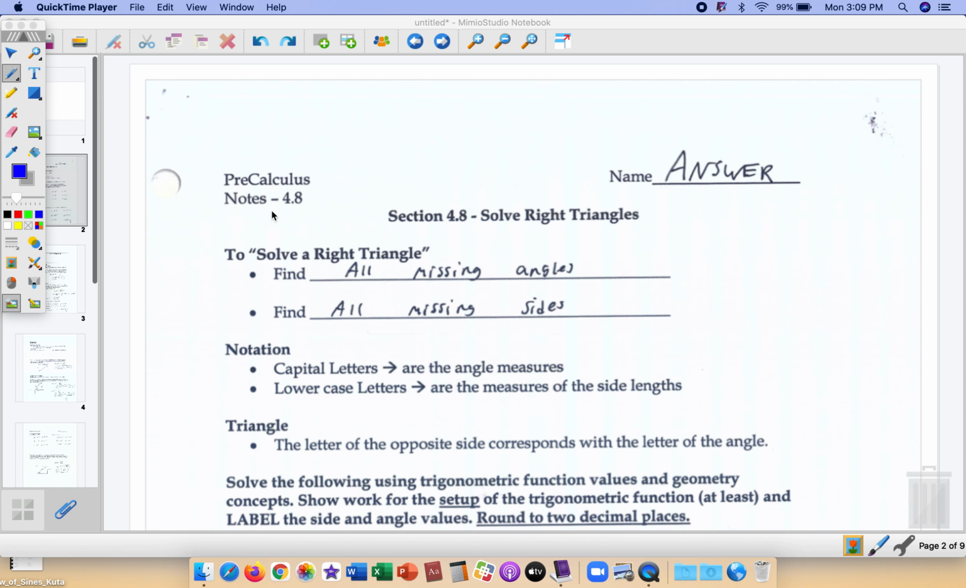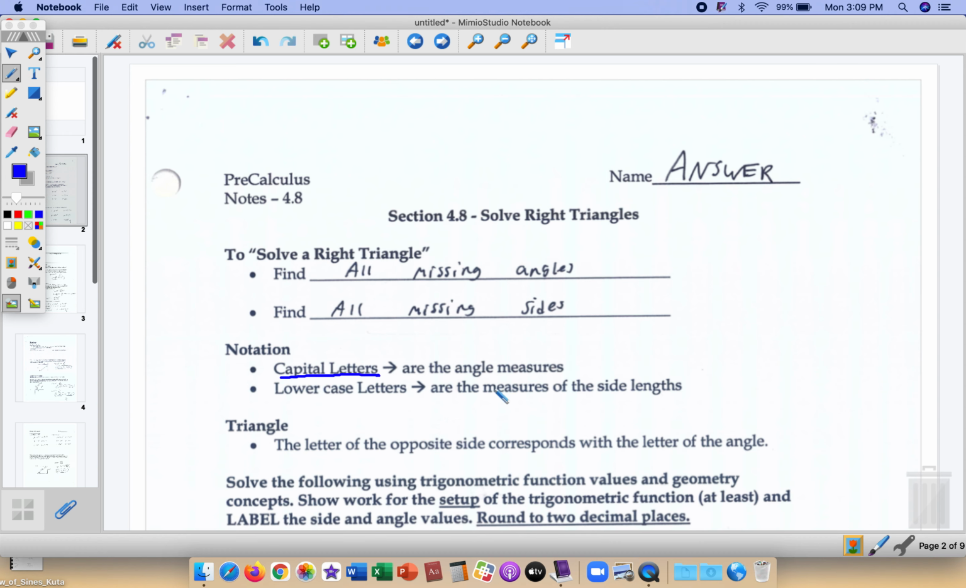Work on pages 1 and 2, 4.8, solving right triangles. So we're going to try to find all the missing angles and all the missing sides. Make sure you note that when we see the capital letters, we're referring to the angles. So if we see big A versus if we see lowercase letters like little a, we're talking about the measures of the side lengths.